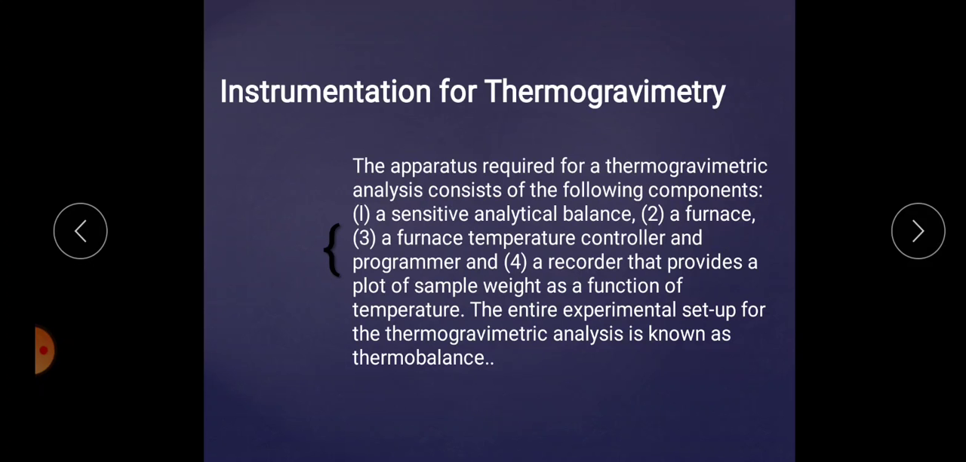For that purpose, we require a furnace temperature controller and programmer, which is the third component of the apparatus. The fourth component is the output, that is a recorder that provides a plot of sample weight as a function of temperature, means the final result, that is the thermogram. It is nothing but a simple graph between the weight of the sample and the temperature. The entire experimental setup for thermogravimetry analysis is known as the thermobalance.